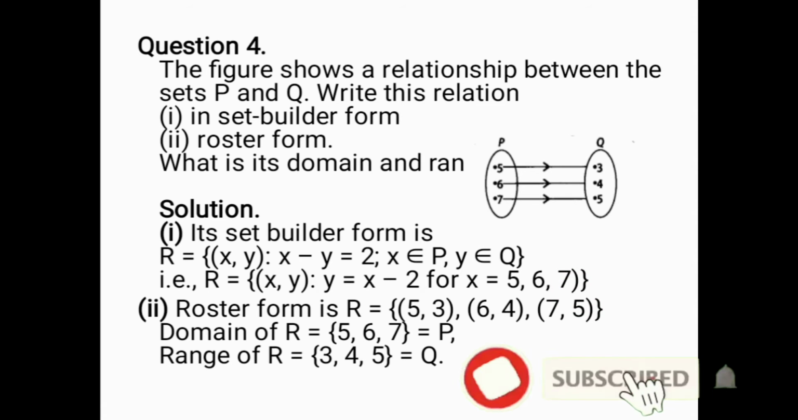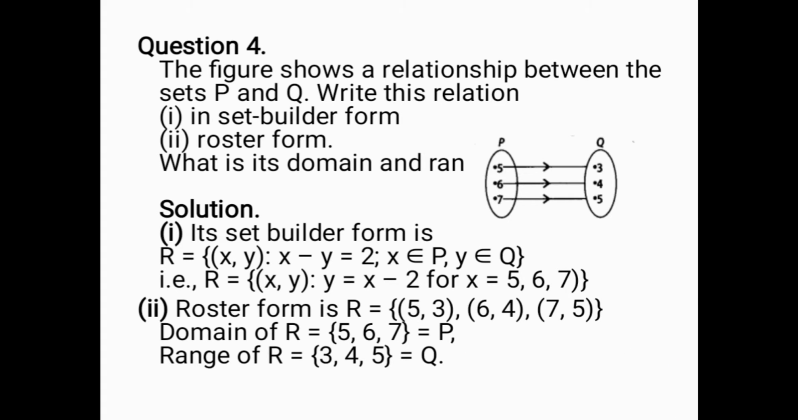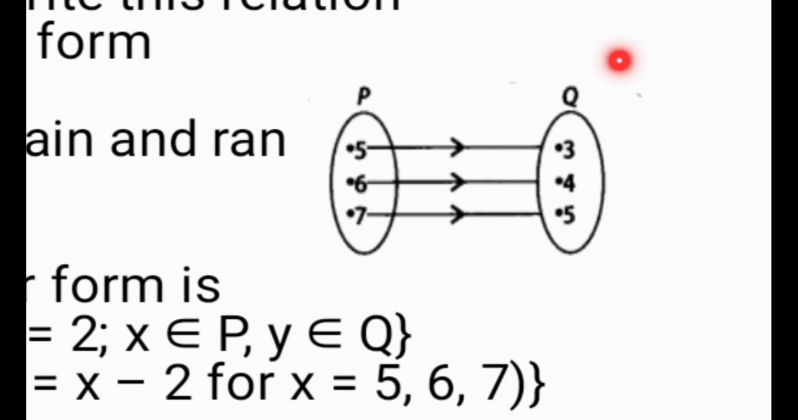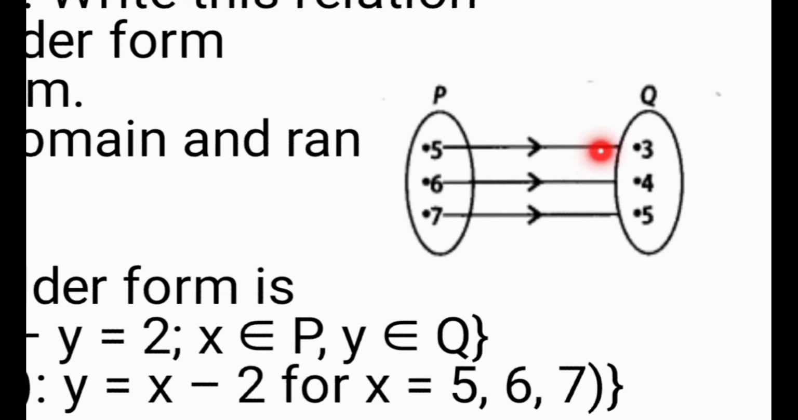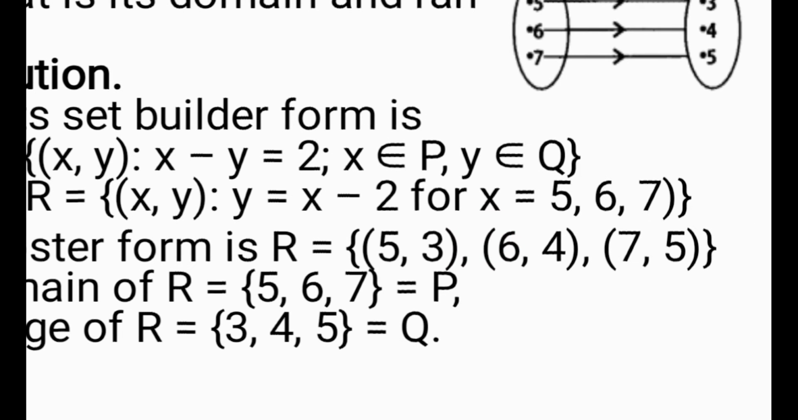Check this, you can find this. In roster form, R equal to (5,3), (6,4), (7,5). First element 5, 6, 7. Okay. Next, domain. Domain of R, the first element: 5, 6, 7.